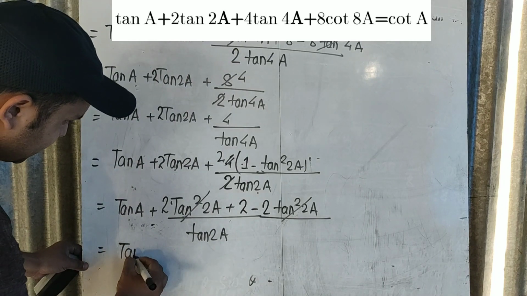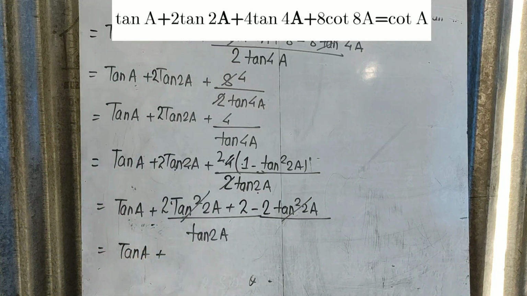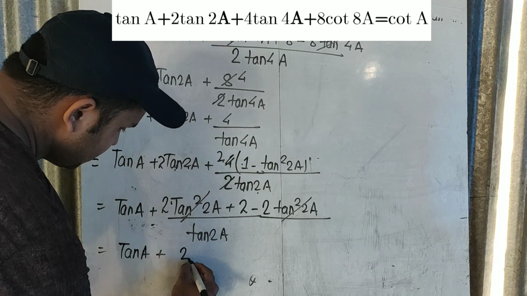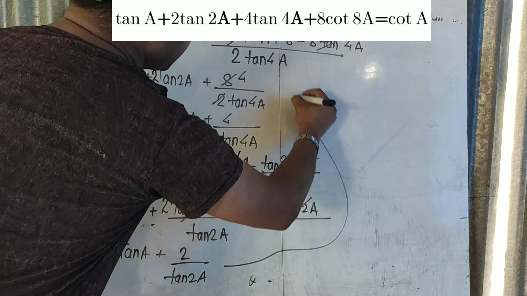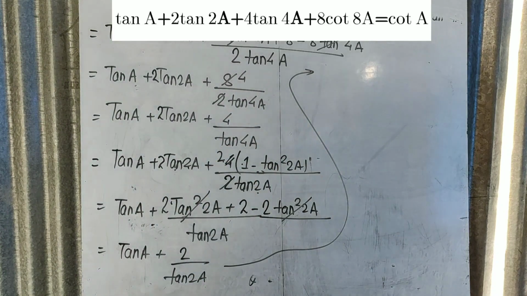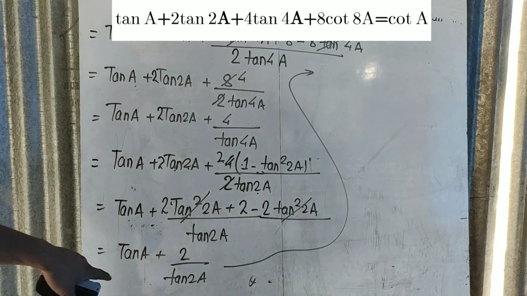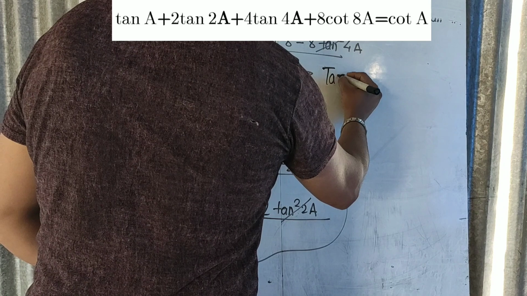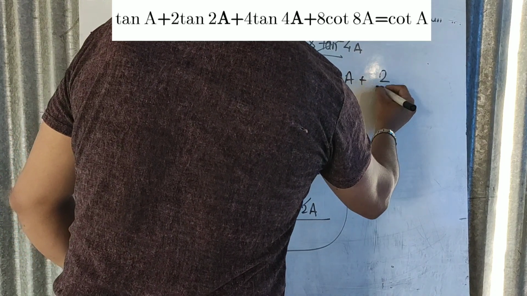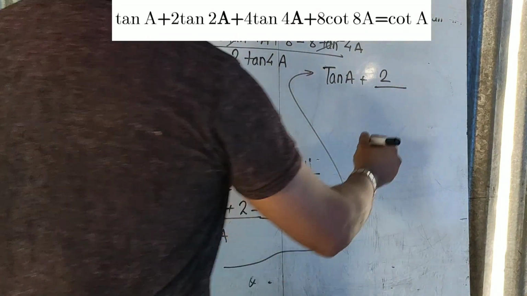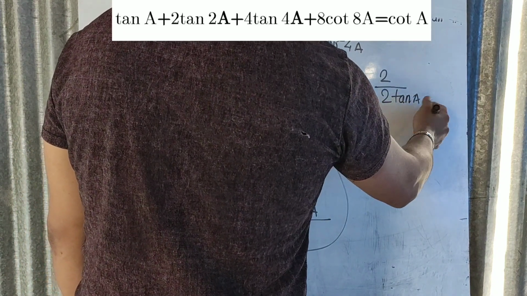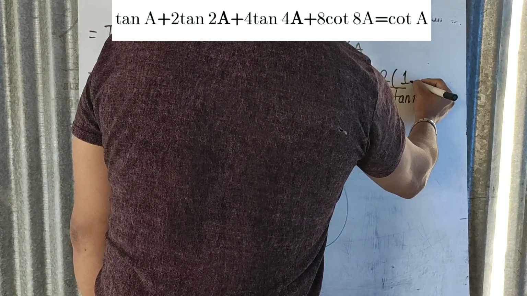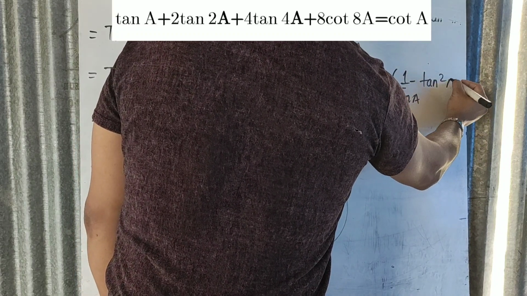Now you have tan a plus 2 by tan 2a. Now let us further solve it here. Now when you solve it, tan a is taken as tan a plus 2. Now again tan 2a, the formula is 2 tan A by denominator 1 minus tan square A. This goes off and it becomes 1 minus tan square A.